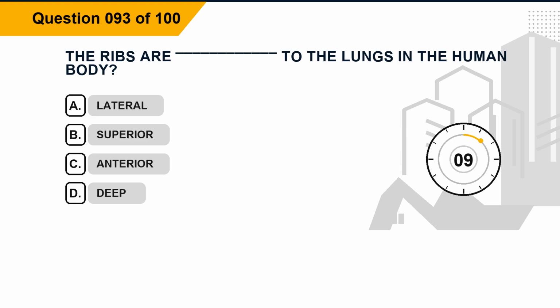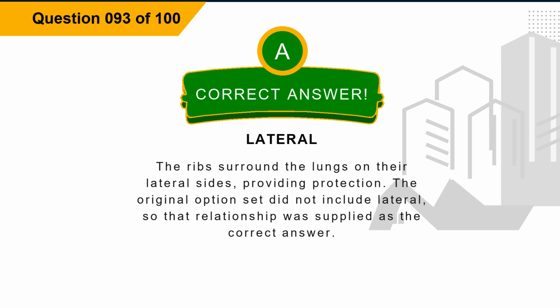Question 93. The ribs are blank to the lungs in the human body. Option A. Lateral. Option B. Superior. Option C. Anterior. Option D. Deep. The correct answer is option A. Lateral. Explanation. The ribs surround the lungs on their lateral sides, providing protection. The original option set did not include lateral, so that relationship was supplied as the correct answer.